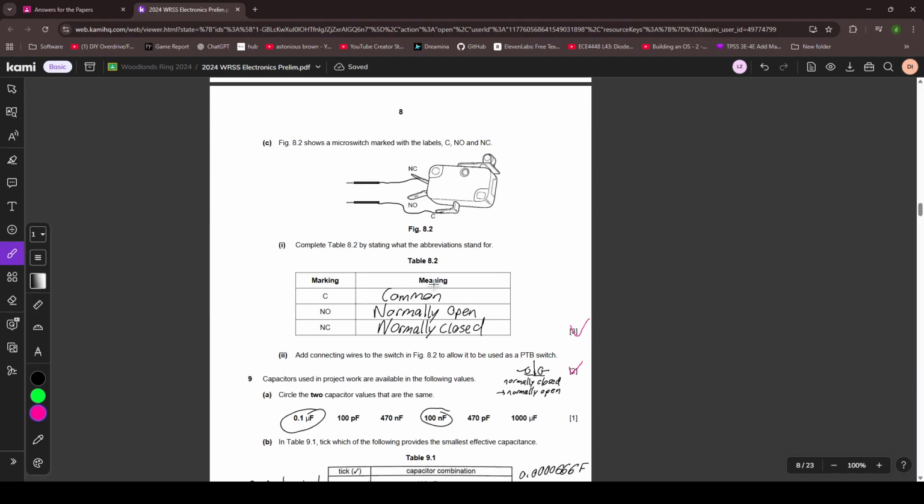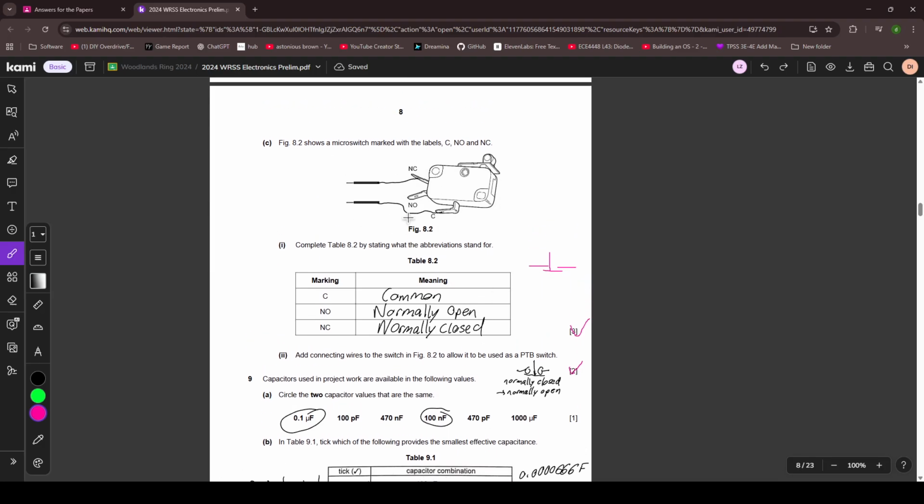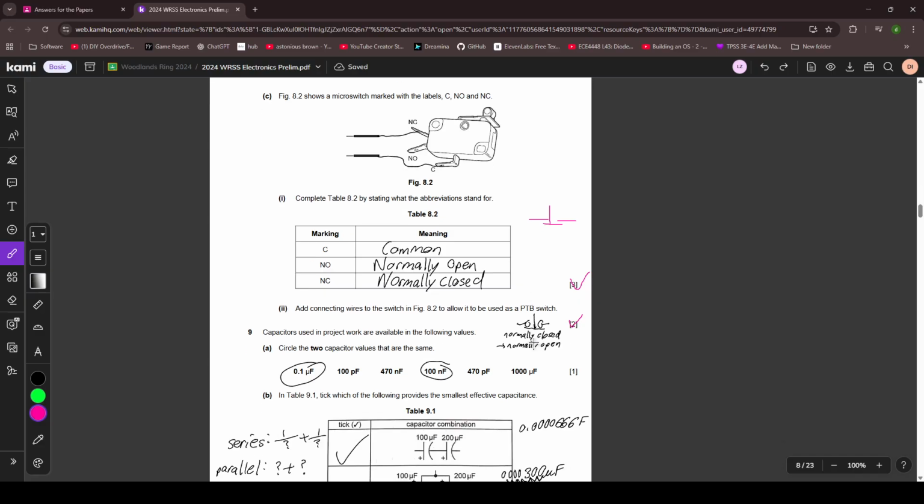Because I actually never really went through this properly. Push to break, yes, it looks like this. And then you're normally okay, yeah, you actually explain everything here, so you kind of do my job, huh? So you would connect the normally close. Yeah, it's not much to explain. You can go figure this out yourself if you want to be more in depth, but this is pretty much it. Circle two capacitor values that are the same.